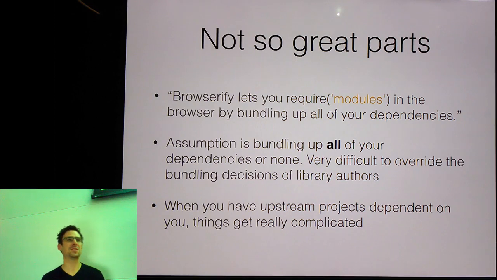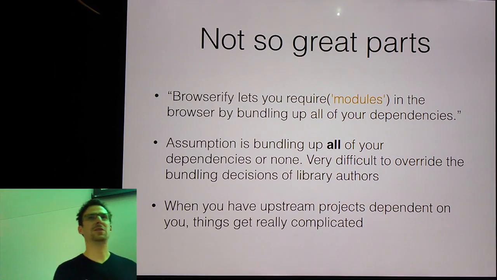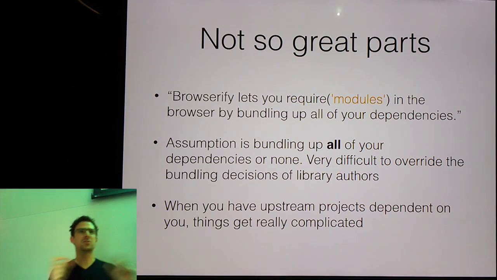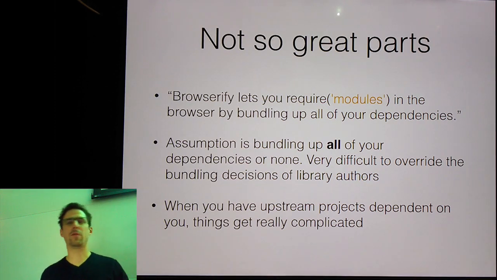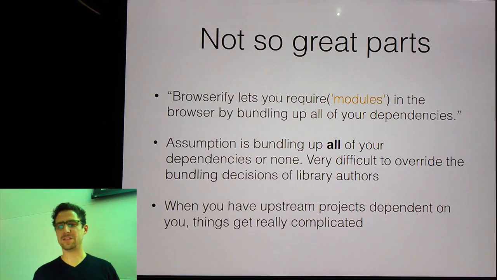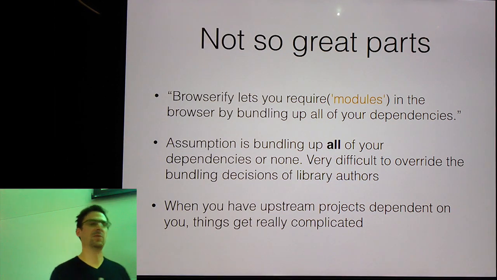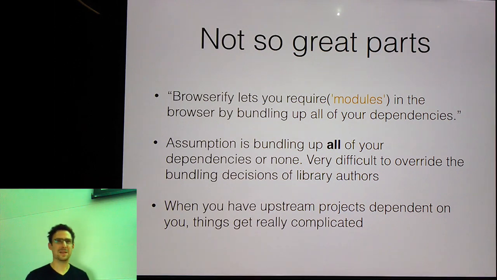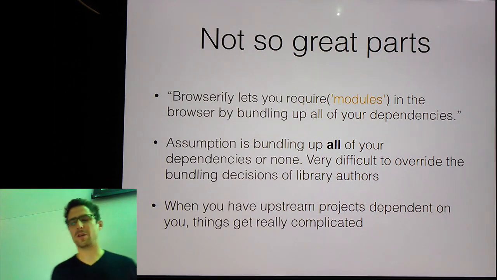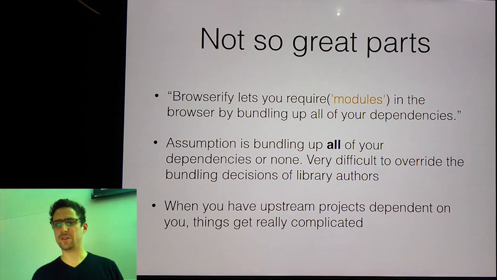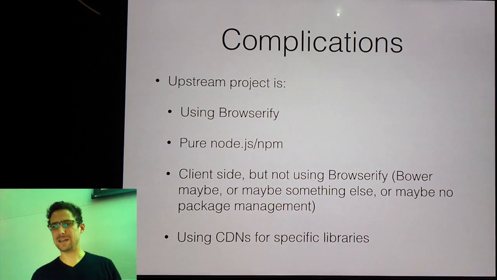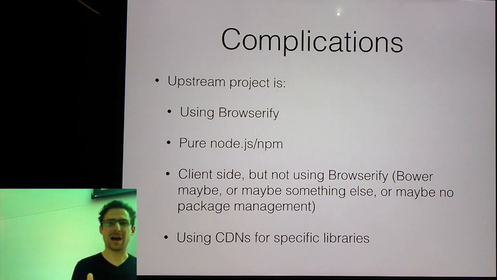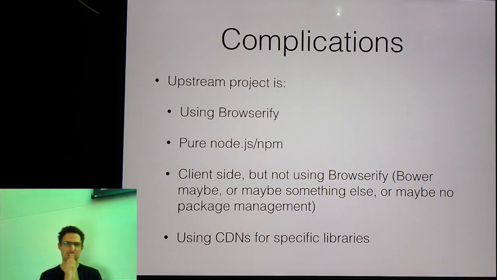So it does have this assumption that you're going to bundle everything if you're using Browserify, because that's what you do for an app. So it's kind of all or nothing. You can bundle everything, you can bundle nothing. You can pick and choose what you want to bundle, but it's hard further on down the line to override those decisions if a library author makes them. So you have to make those decisions somewhat carefully. And things get very complicated in the situation where there are upstream projects that depend on you. So, yeah, it gets complicated. So what are some of those complications?